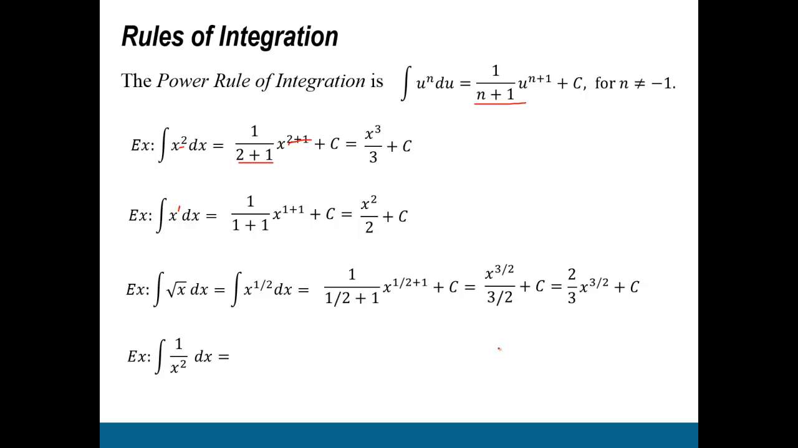Lastly, we're asked to integrate 1 divided by x squared dx. We'll use the negative exponent rule, and we'll write 1 divided by x squared as x to the negative second power. Now we will apply the power rule. Once we simplify, we have negative 1 divided by x plus the arbitrary constant.